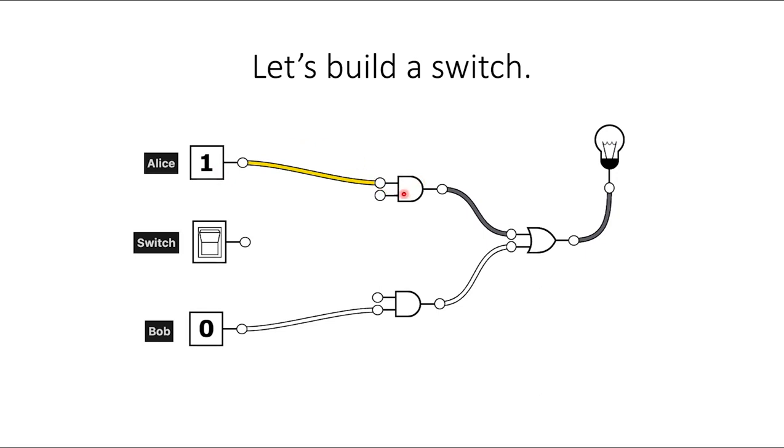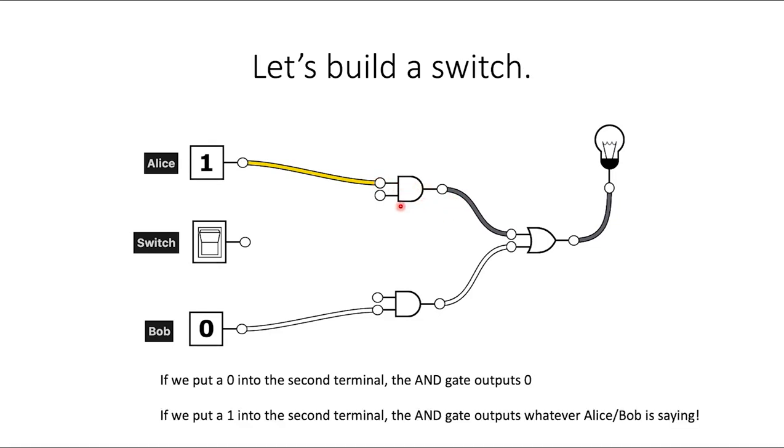But what happens with an AND gate, right? If you look at the second port, if I put a 0 into the second terminal, then this AND gate always outputs 0. No matter what this top input port is, it's always going to spit out a 0. But on the other hand, if I put a 1 into the second terminal, then this AND gate is going to output whatever Alice is saying. So if I put a 1 here, if Alice is saying 0, then I have 0 and 1, and I output a 0, which is what Alice was saying. And if she sticks in a 1, then I have a 1 and a 1, and I output a 1.